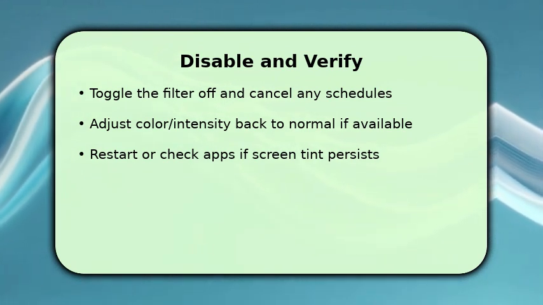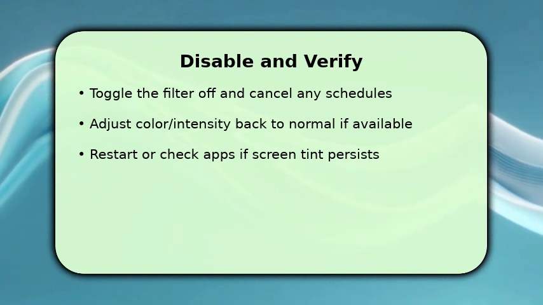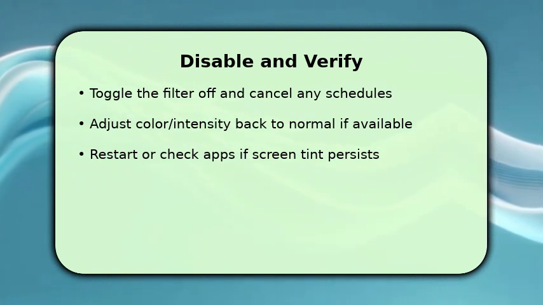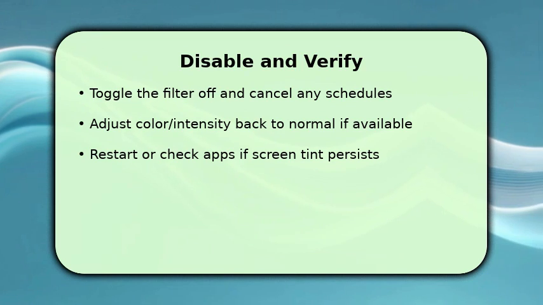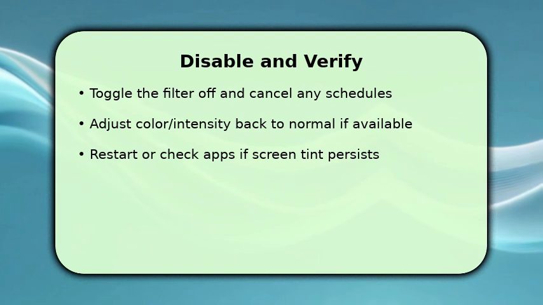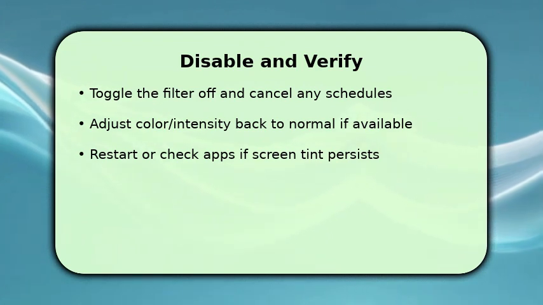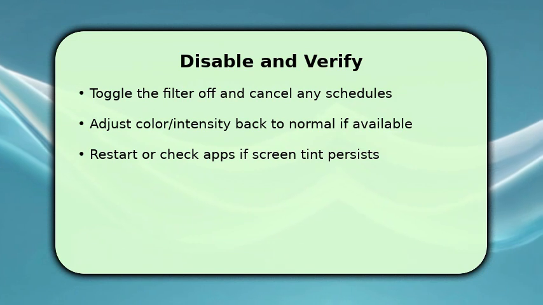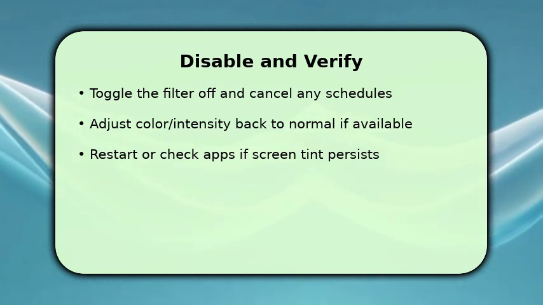Some OEM skins let you reset color or adaptive display. Use those to restore default vibrance. Once disabled, verify by opening a white web page or settings page. If tint persists, restart your phone or temporarily disable any third-party screen apps as a troubleshooting step.